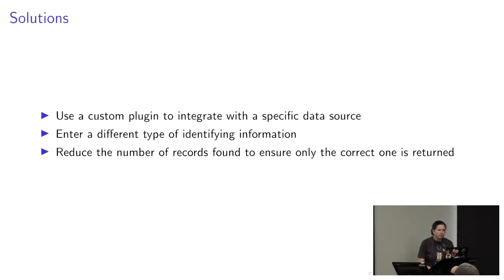People who have a similar problem, people who want to catalog books in a foreign language or which are specialized in some other way, write custom metadata plugins which get the metadata from a different place. So in practice, this usually means scraping some website. In theory, you could get the data from anywhere, but that's what most of them do. Also, we need to be able to enter a different type of identifying information as the original thing to look things up by, which is more unique. And also, to avoid the smooshing problem, we need to reduce the number of records that we find to ensure that exactly the one that we want is returned.